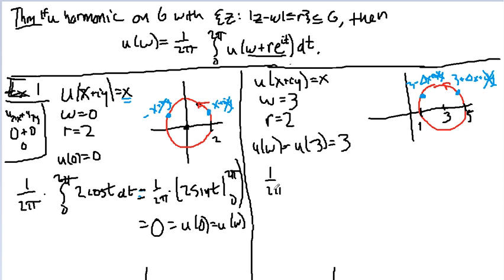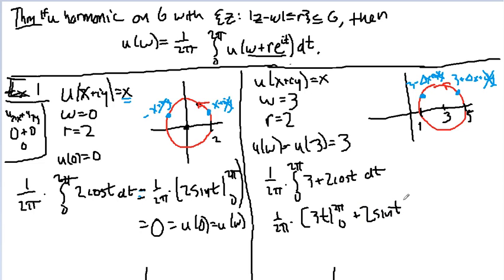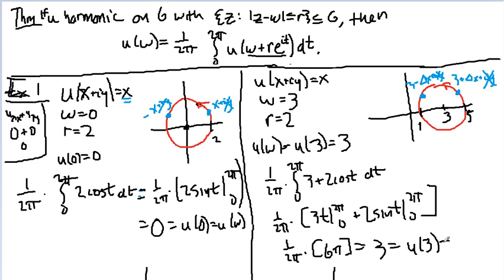1 over 2 pi times the integral from 0 to 2 pi. Now the x value is going to be 3 plus 2 cosine t dt. That's going to be 1 over 2 pi times 3t from 2 pi to 0 plus 2 sine t from 2 pi to 0. Well, that's going to be 1 over 2 pi times 6 pi, which equals 3, which equals u of 3, which equals u of w.